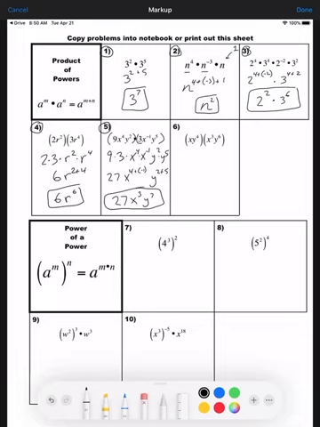Okay, so here, rearranging again, we have x to the 1st times x to the 3rd times y to the 4th times y to the 6th. So we have x to the 1 plus 3 times y to the 4 plus 6, x to the 4th, y to the 10th.